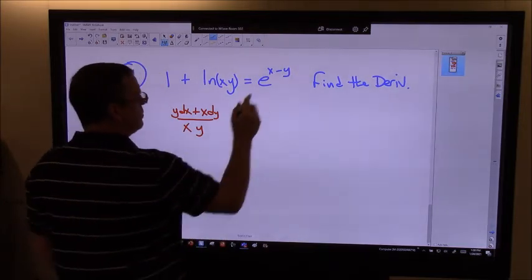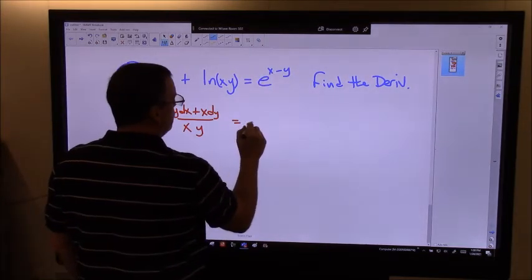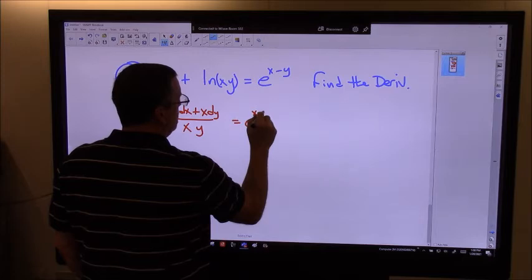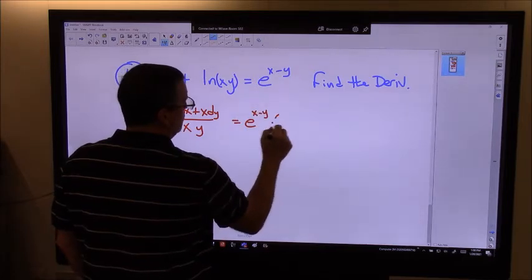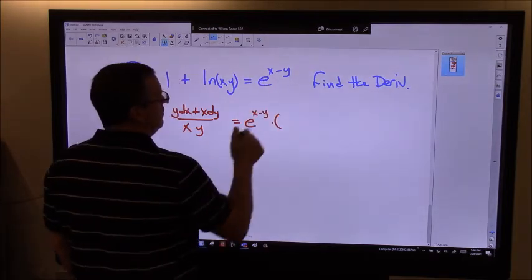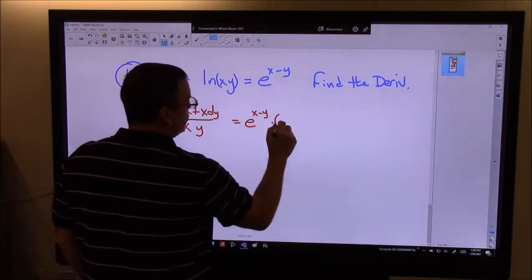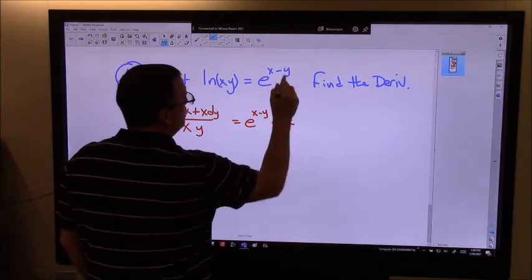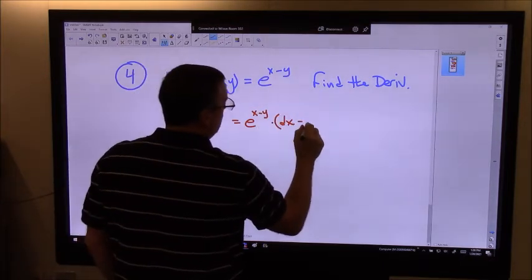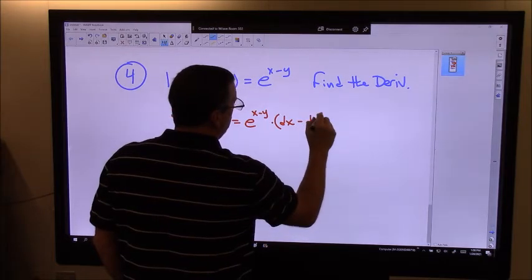And that equals e to the u prime. So e to the x minus y times the derivative of the exponent. Well, the derivative of x is 1, and I just took the derivative of x. The derivative of y is 1, and I just took the derivative of y.